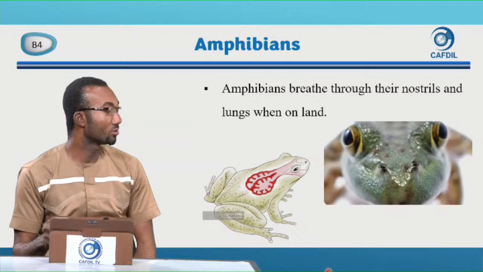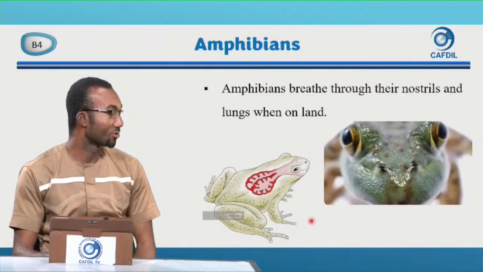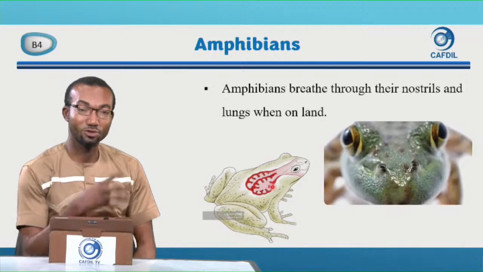Amphibians breathe through their nostrils and lungs when on land. So you see this frog breathing. You see it as we also breathe. And when they breathe, it goes through the lung. This is the lung. They have 2 lungs, just as humans. We have lungs. They also have lungs.